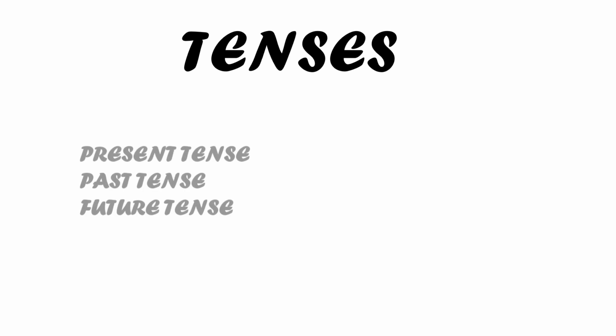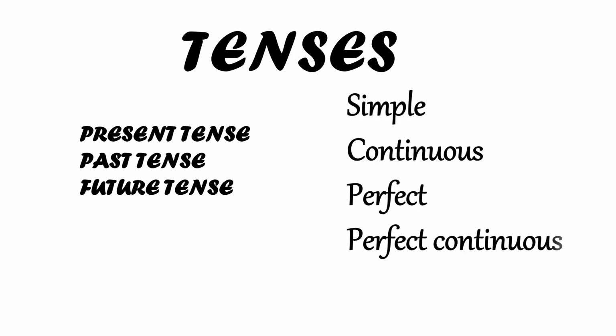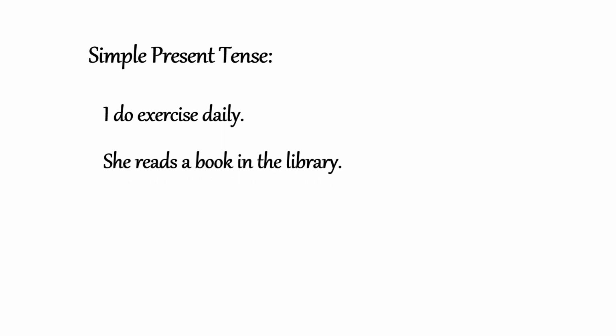Tenses. You know already. There are three types of tenses: present, past and future. Each tense has four forms: simple, continuous, perfect, perfect continuous. Simple present tense is used to show a fact or something that is always true, and the actions that we do daily, regularly or habitually. Example, I do exercise daily. She reads a book in the library.